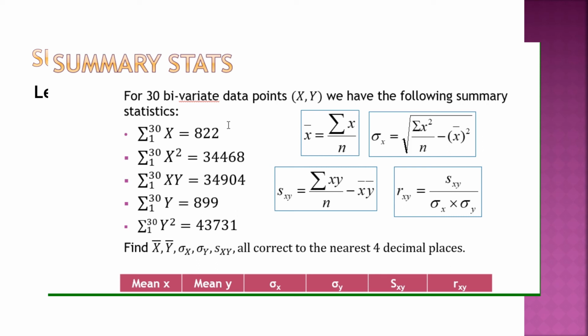So how to find the mean? 822 divided by 30. Understand? How to find standard deviation? So 3446 divided by 30, minus your mean squared, which you calculated just now, then square root the answer. So you're going to find all these: mean of x, mean of y. This is what I meant. Just write it down. You don't need to put it in a table. Just list out all the values. Okay? So I don't think this should be a problem.